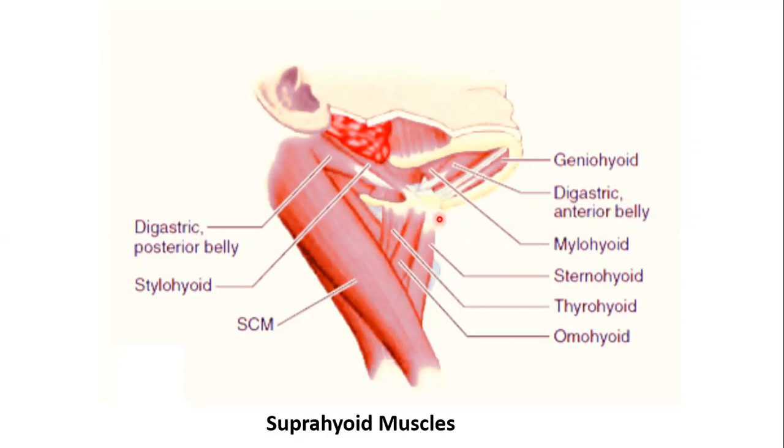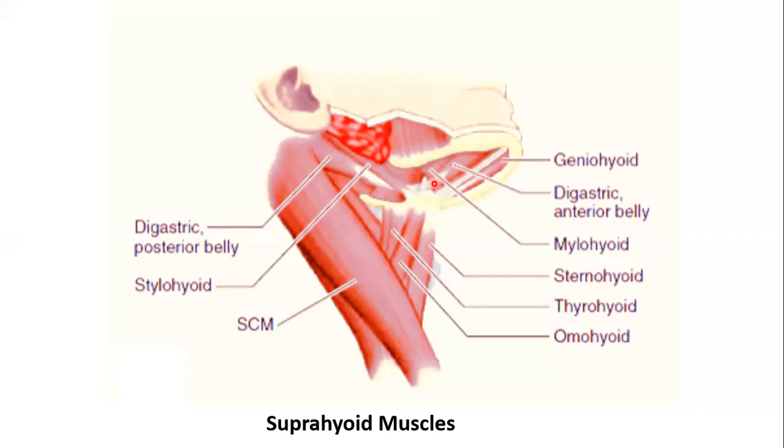You can correlate this with my lecture on the muscles in the anterior triangle of the neck. These are the muscles: digastric, and below that the omohyoid, which is an infrahyoid muscle. These two muscles, the omohyoid and digastric, divide the anterior triangle into four subdivisions, as I told you in my previous lecture. You can go back and revise if you need.